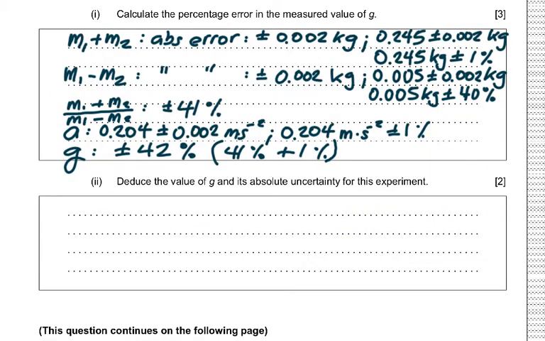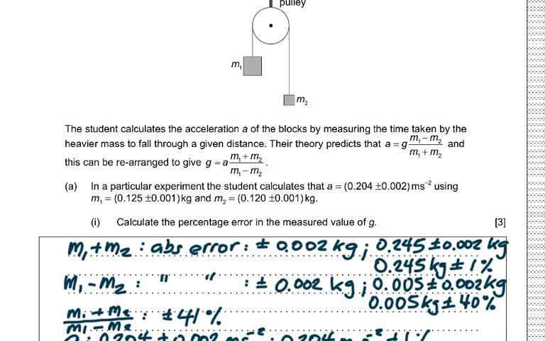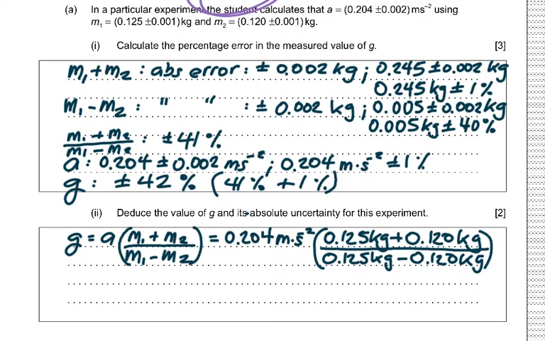It says deduce the value of G and get its absolute uncertainty. So let's go back to the equation for figuring out what G is. We have that the formula for G is given right there, so let's go. Running the numbers, we find that G is 9.996 meters per second squared.